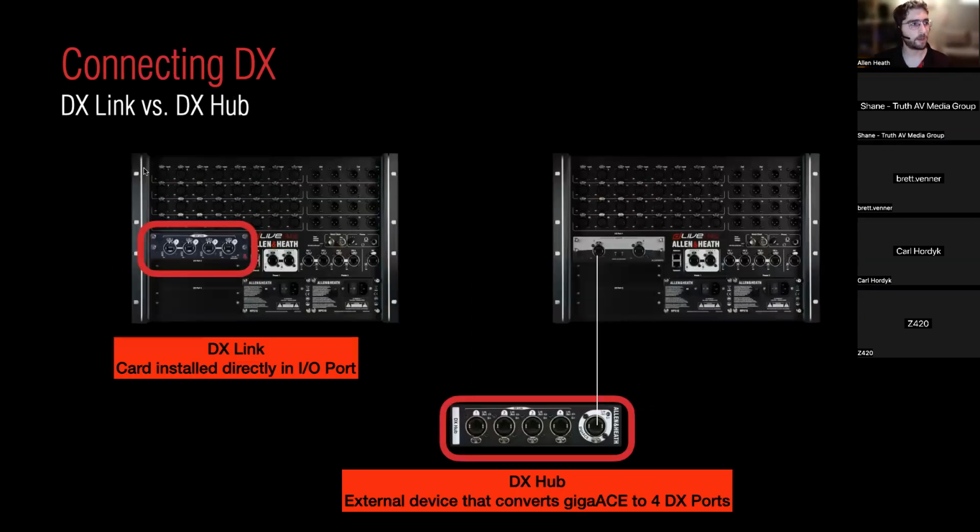I just want to make a note here, because people often confuse the DX Link and DX Hub. So DX Link is a card that you install in your DLive or Avantis console, and that gives you 4 DX ports. And DX Hub is an external device that connects back to a GigaAce port that gives you those 4 DX ports externally. So that's really, really important to note. These two devices are often confused with each other, but they're related because they look similar, but they're actually very different. DX Hub is an external device, and DX Link is a card that's installed.